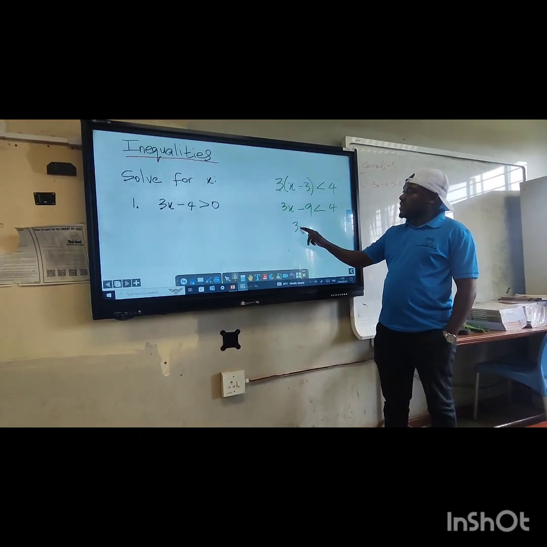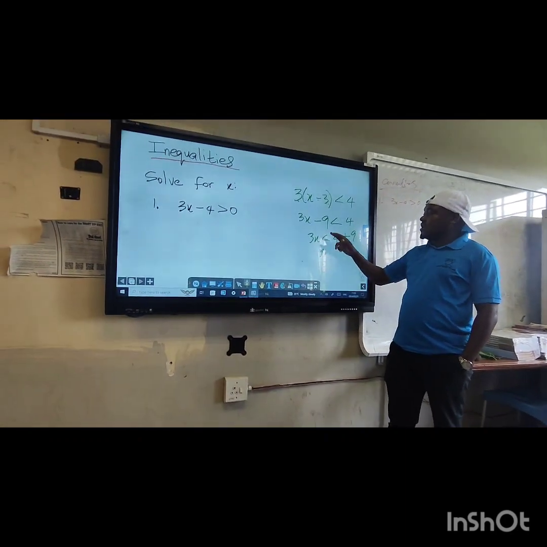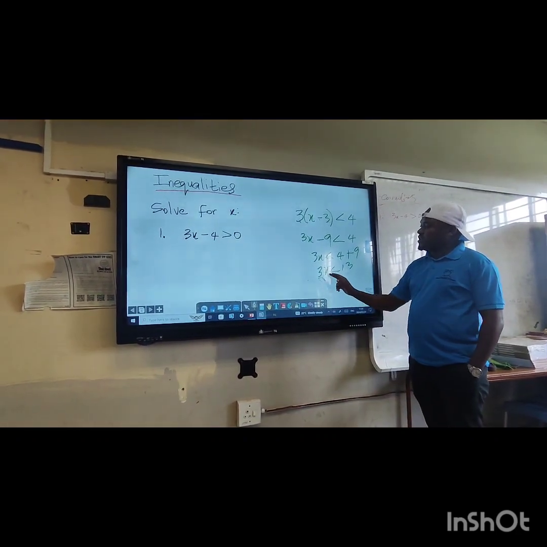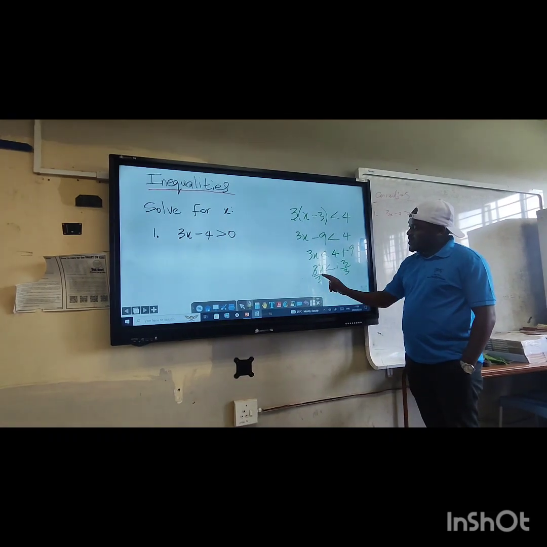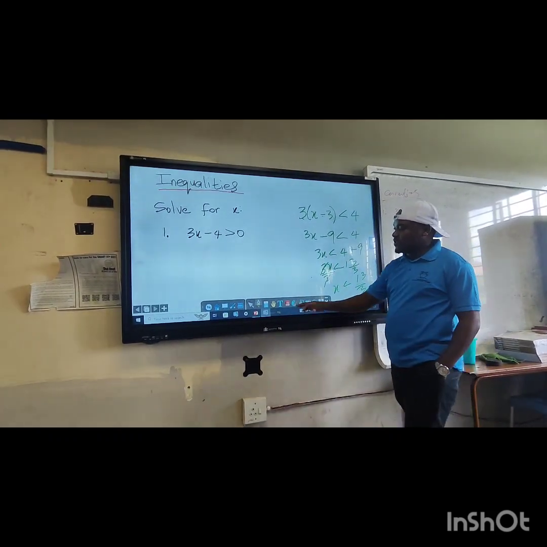So I will still say 3x less than 4 plus 9. Then 3x, and then I'll continue from there. So 3x will be, this is 13, divide both sides by 3, and then x will be less than 13 over 3. You can take it to the decimal point.